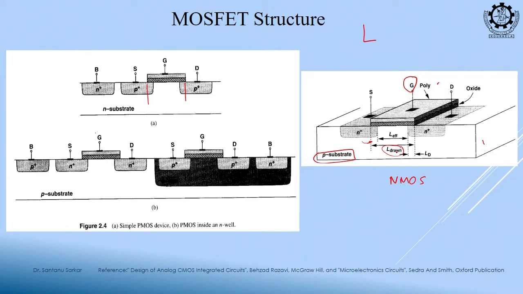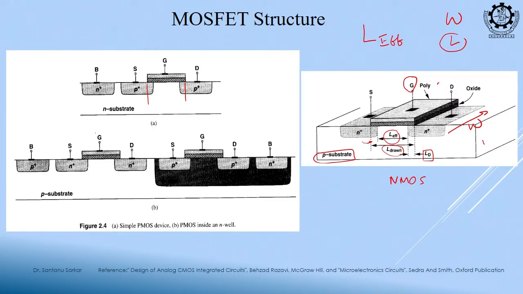So, this is known as the L drawn, that was our actual target, and this is our L effective, and this difference is the lateral overlap. So, L effective is a little bit less, that you understand at this moment, that whatever this area, this is our W and this is our L, but this L may be a little bit less. Let us consider this at this moment.